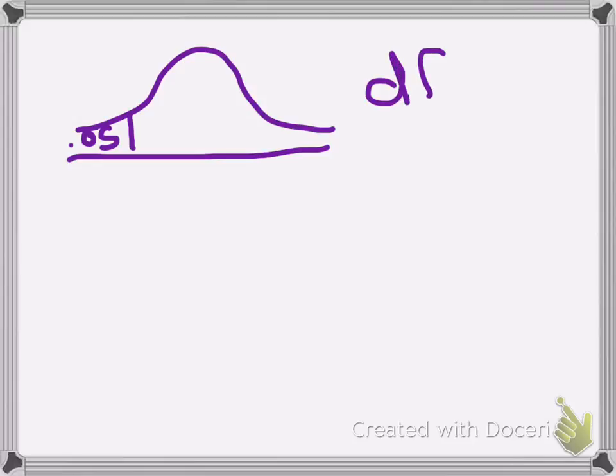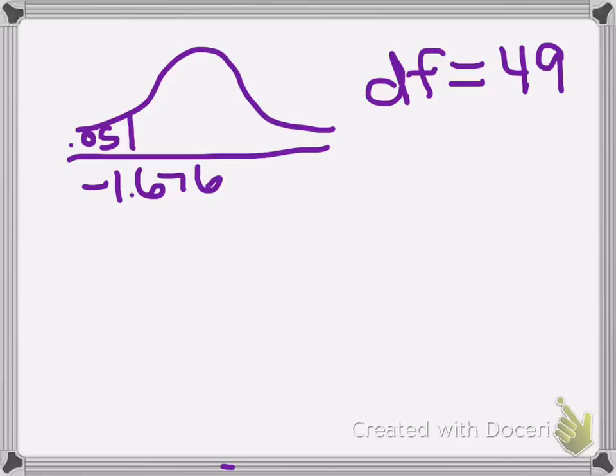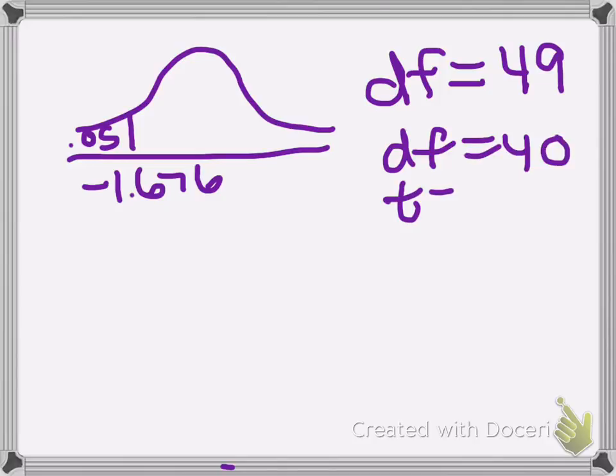Degrees of freedom is equal to 50 minus 1, which is 49. You will notice our table goes from 40 to 50, so we have missing numbers in there. So if you use degrees of freedom of 50, which is the closest one to the 49, you'll get negative 1.676. If you use degrees of freedom to be 40, you will get t equal to negative 1.684.